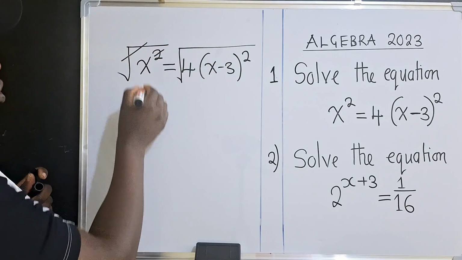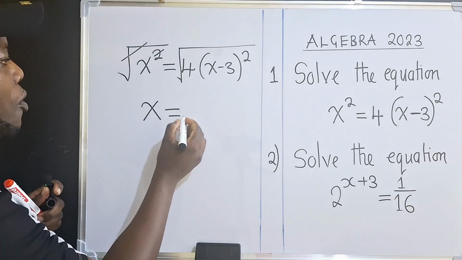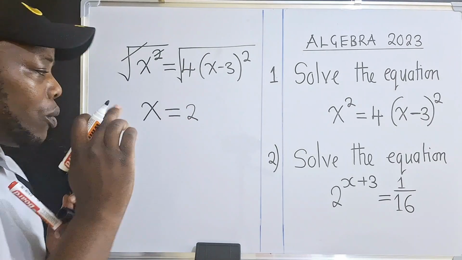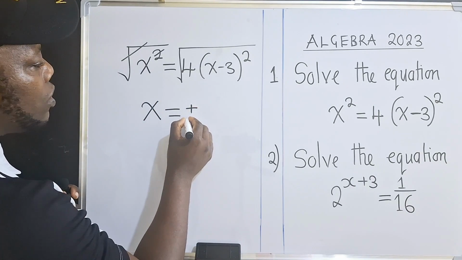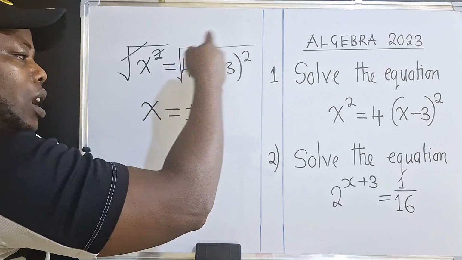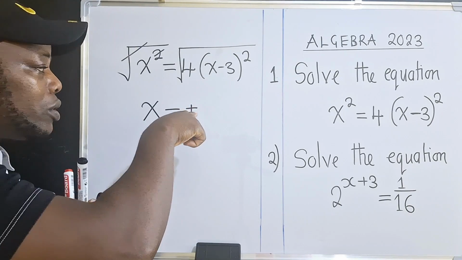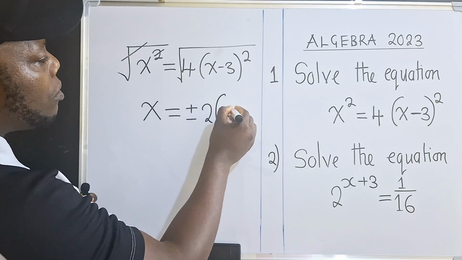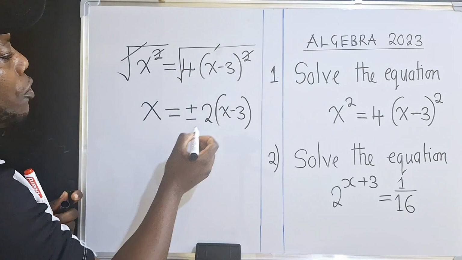So the power and the root will cancel. We shall remain with x, which is equal to the square root of 4. It's 2. Now listen very carefully. We are not going just to write 2 like this. Whenever you find a square root, you're supposed to have two solutions. So the square root of an equation must have two signs, positive or negative. So here it will be ±2, and then here x - 3, because this and this will cancel.